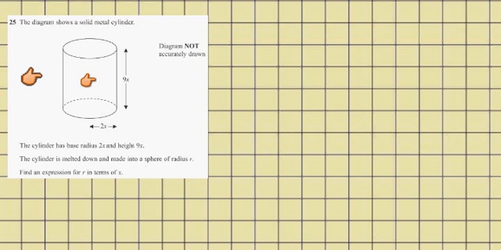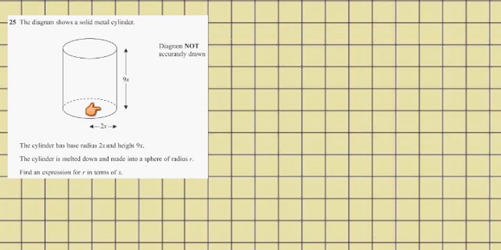You're just asked to find the radius in terms of x, and you can see here the radius of this is 2x and the height is 9x. To do this you need to know two things. One is the formula for the volume of a cylinder, and the other is the formula for the volume of a sphere.